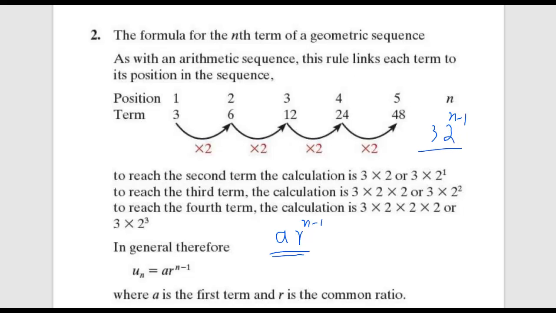Now you can verify this formula. If we put 1, the first term number, 1 minus 1 is 0, 2 raised to power 0 is 1, and 1 into 3 is 3. The first term is 3. If we put 2 in n, 2 minus 1 is 1, 2 power 1 is 2, and 2 times 3 is 6. Just plugging in 3 for n, 3 minus 1 is 2, 2 power 2 is 4, and 4 times 3 is 12. In the same way, we can verify. So this is our correct nth term of the given sequence.